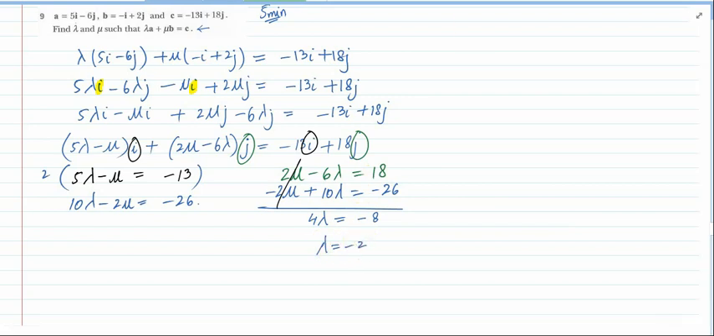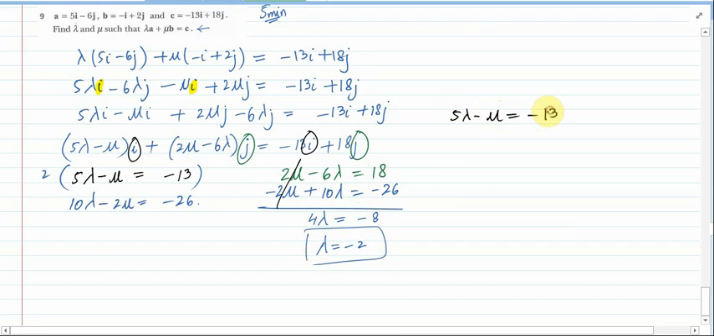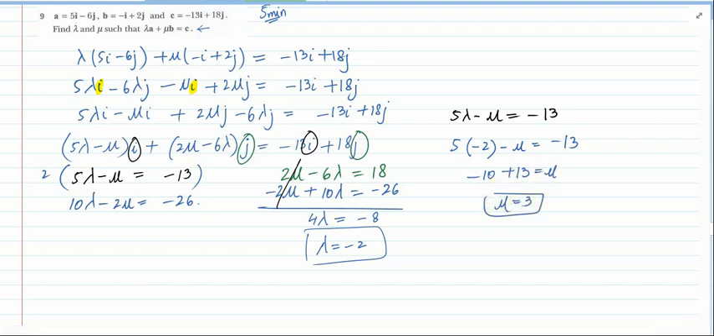Once you got the value of lambda, you can easily solve it to find the value of mu. The first equation we have is 5 lambda minus mu equals minus 13. That is my first equation. I need to place the value of lambda here, so 5 times lambda, which is minus 2, minus mu equals minus 13, minus 10 plus 13 equals mu, and mu equals 3. That is your answer.